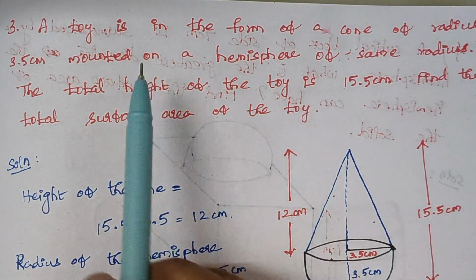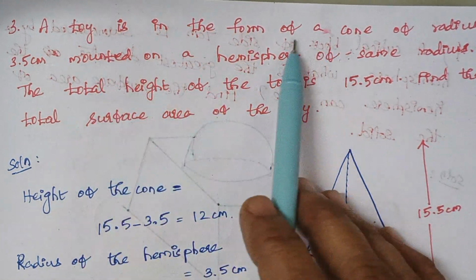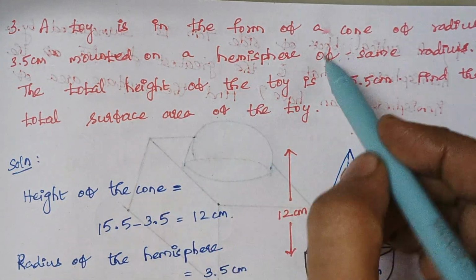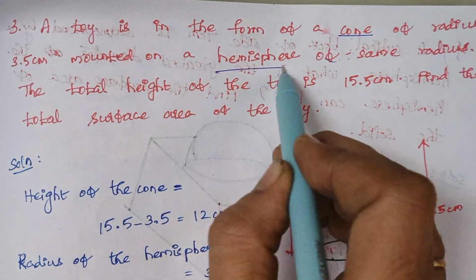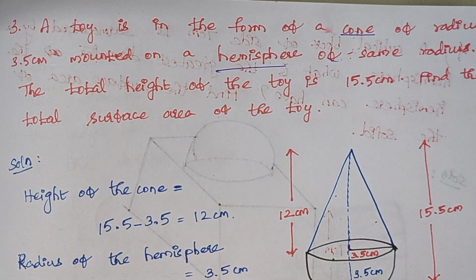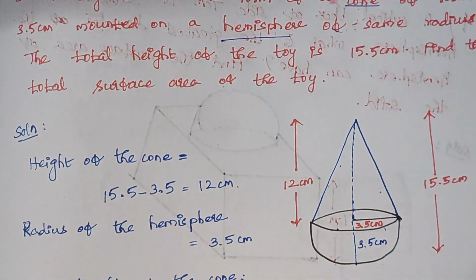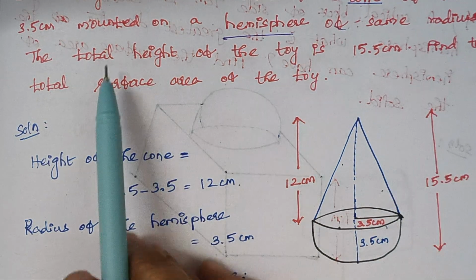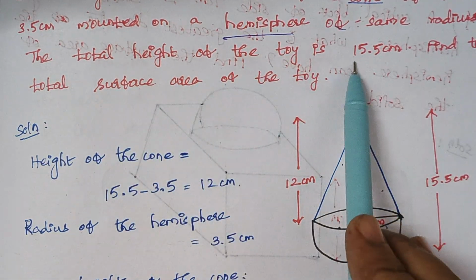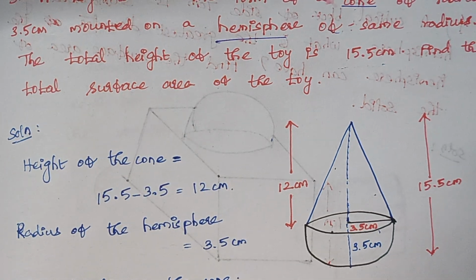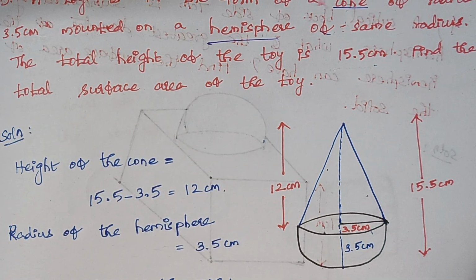So here you see, we are having a toy in the form of a cone, right? And this is mounted on a hemisphere. So here we are having a cone and a hemisphere. So here the cone is mounted on the hemisphere. So just draw a cone, right? And there is a hemisphere at the bottom. So the total height of the toy is 15.5 centimeter. So find the total surface area of the toy, right?